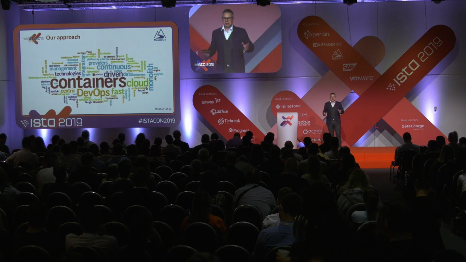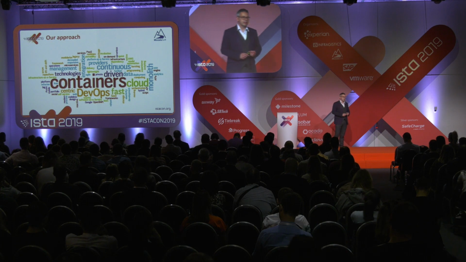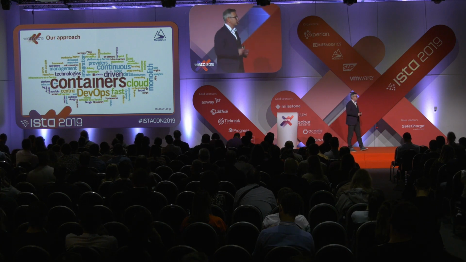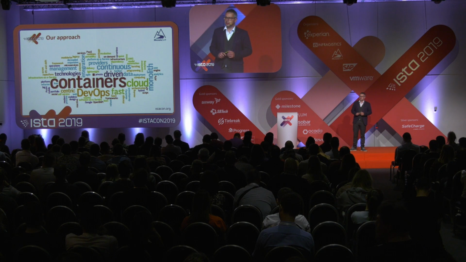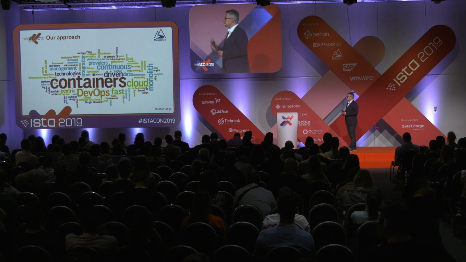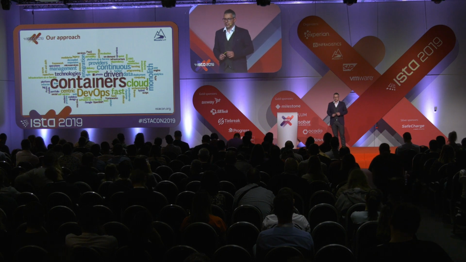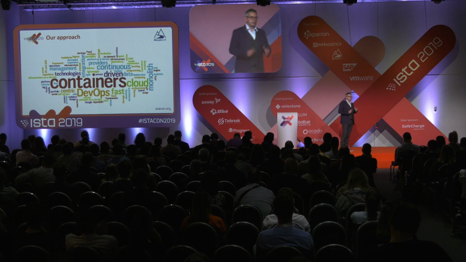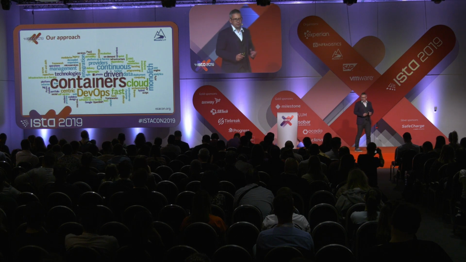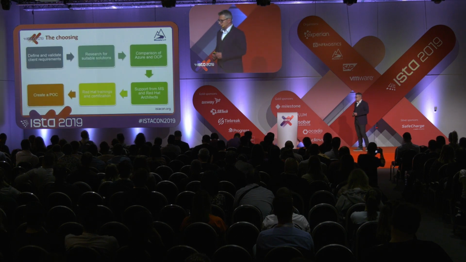So having that in mind, we sat down and we decided our top priority for the modernization will be to do microservices on containers and have a DevOps cycle that will help us deliver continuously for A1. So how did we do that?